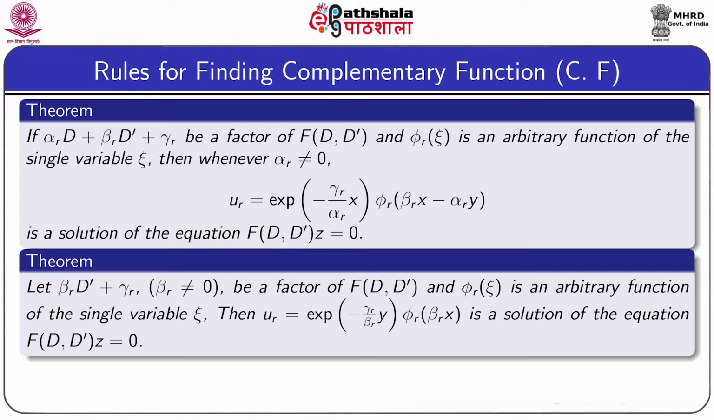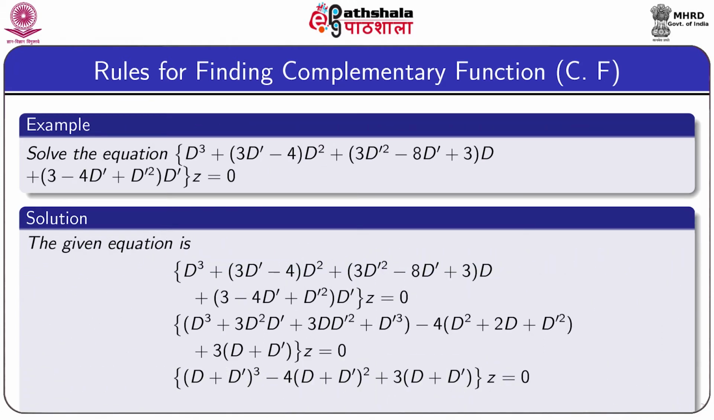But if alpha r equals 0, then the theorem is the next theorem which is stated here. For that case, we are assuming that beta r is not equal to 0. So, if beta r d dash plus gamma r is a factor of f and phi r of xi is an arbitrary function of the single variable xi, then the solution is u r equals exponential of minus gamma r by beta r y into phi r of beta r x. So, using these two theorems, we can find the solution of a homogeneous equation.